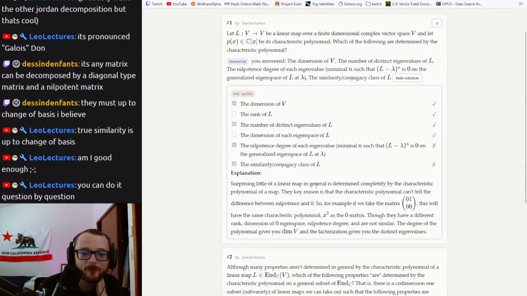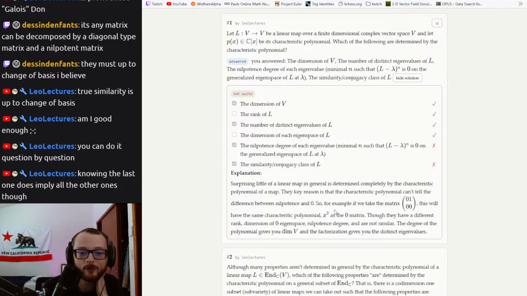Surprisingly little of a linear map is in general determined by the characteristic polynomial of the map. The key reason is that the characteristic polynomial can't tell the difference between nilpotence and 0. We take the matrix 0, 1, 0, 0. This will have the same characteristic polynomial, x squared, as the 0 matrix. Though they have a different rank, dimension of 0 eigenspace and nilpotence, they are not similar.